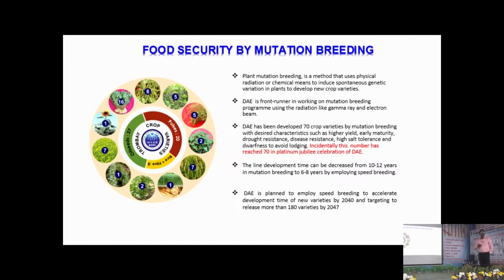And many people get confused. DNA change is not there in this, and this has been certified by the Food Security Ministry also, and these are officially released by Gazette after a span of 10 years of testing. So it has been proven, and in the 70th year of our Platinum Jubilee, we have produced 70 varieties. That's a big success, and we will grow to 180 varieties in the Amrit Kal.